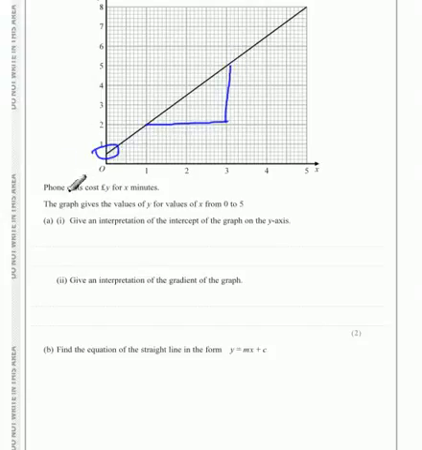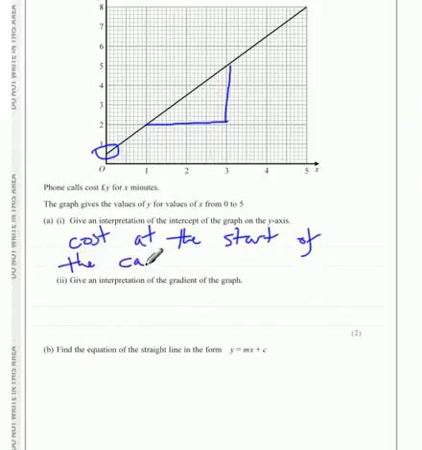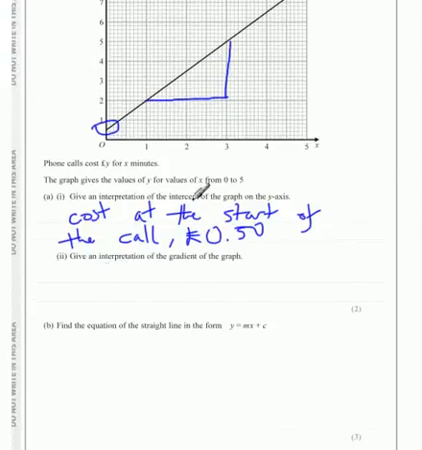Starting off with the y-intercept, that is going to be the cost at the start of the call, because that is when we are at 0 minutes. And we can see that that is 50 pence. So there we go. And then we want the gradient.